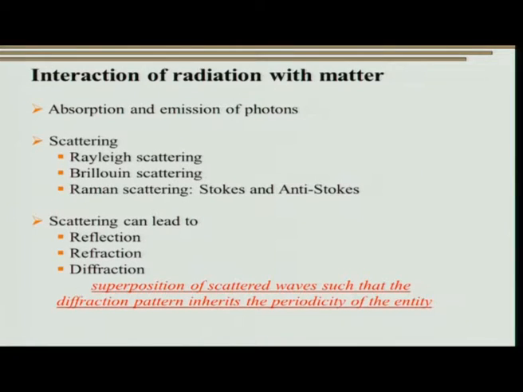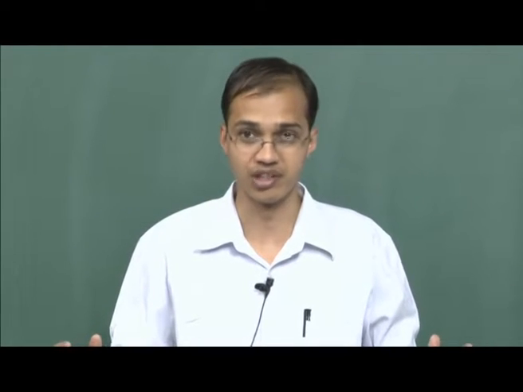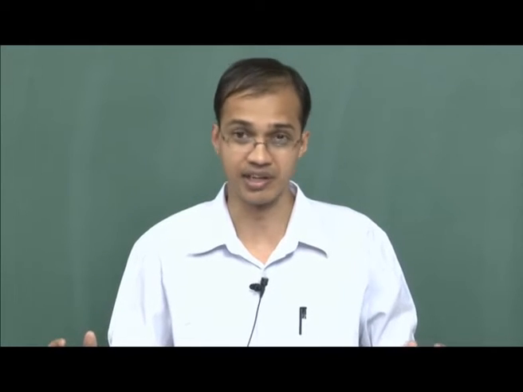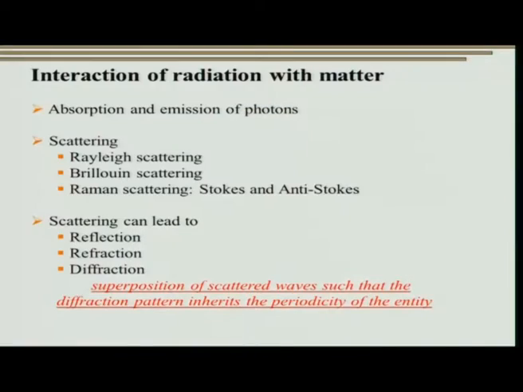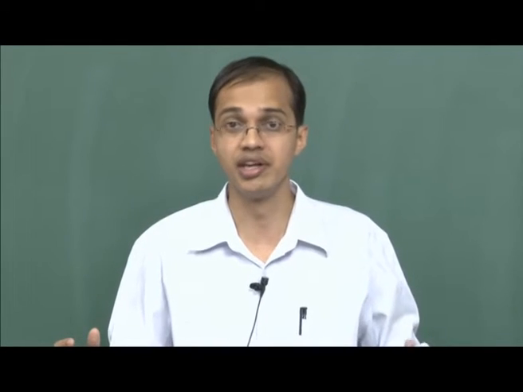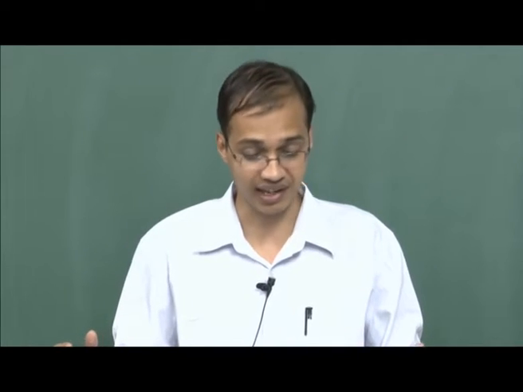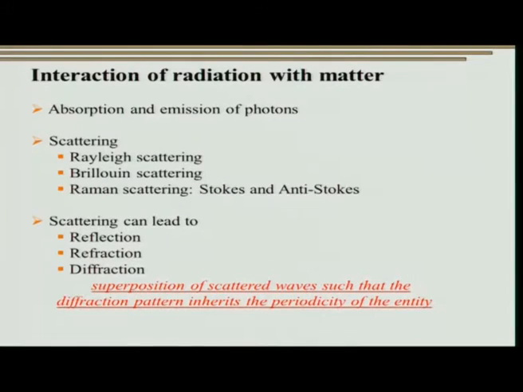We know that whenever an electromagnetic radiation interacts with matter, it can lead to absorption as well as emission of photons. At the same time, it can lead to what is known as scattering. Scattering can be classified as Rayleigh scattering, where the energy is conserved, Brillouin scattering, which occurs for liquids, as well as Raman scattering. Part of these scattering events will be covered in the course of this module, as most of the characterization techniques to be introduced in the later part of this course are dependent on various scattering events. We are also aware that scattering can lead to reflection, refraction and diffraction.